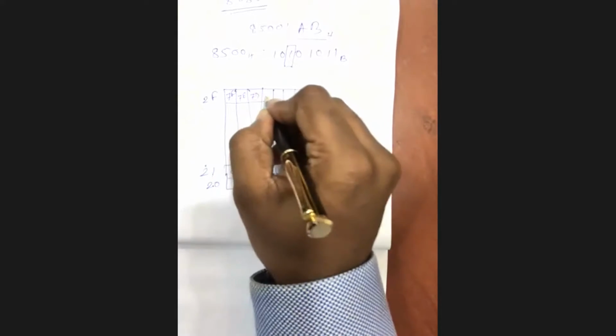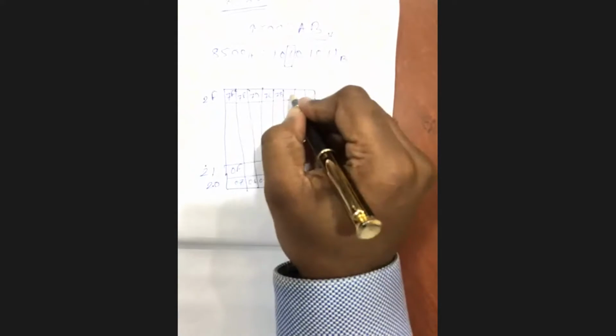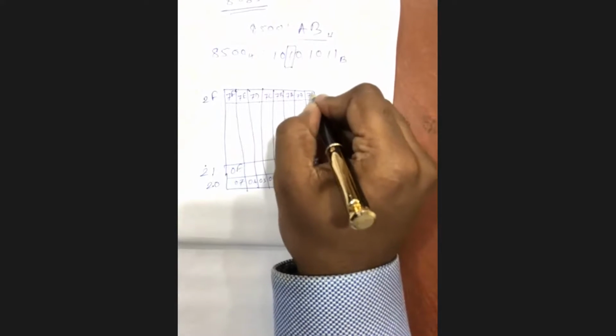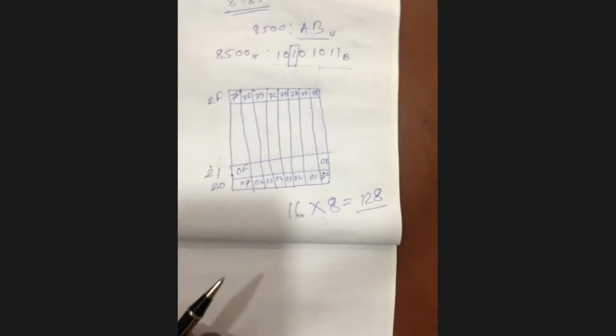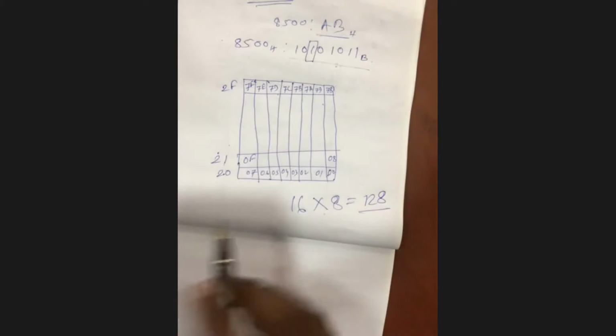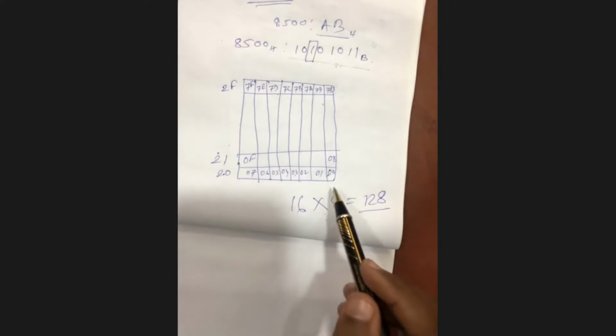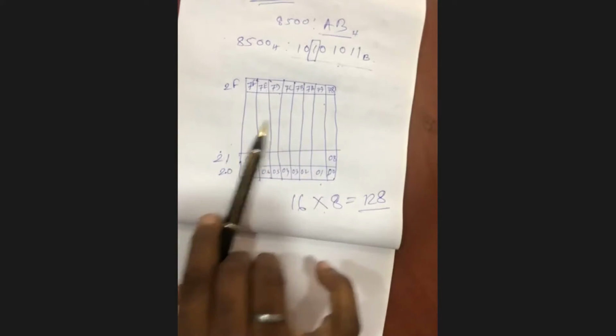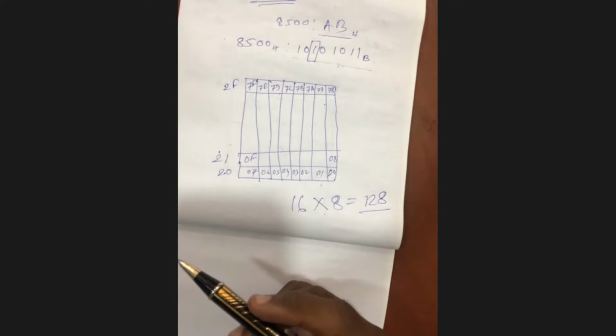7E, 7D, 7C, 7B, 7A, 79, 78. So these are the memory locations. 20 to 2F is the memory locations, and every memory location has 8 bits. So total 00 to 7F are the locations.